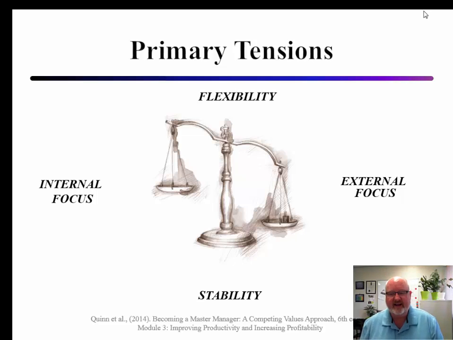So the focus here on the primary tensions of the rational goal model are in that stability, external focus area. So stability is highly prized, and the rational goal model tries to create stability. There's also an external focus on the management environment and the challenges that environment provides to managers. So it has an external focus.